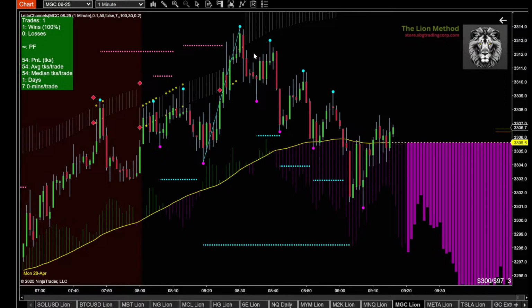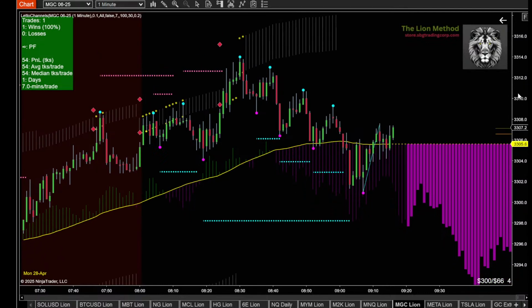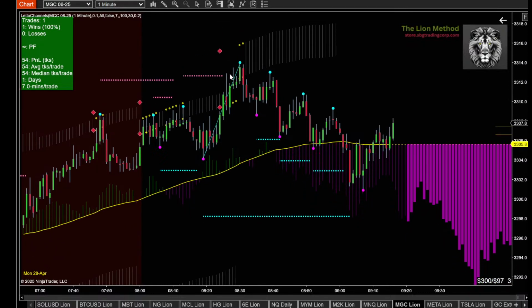This is on the micro gold contract. We went into this area. Leto channels showed an overbought condition. So these little pinstripes up here, these are Leto channels. And once we get into those areas, we start printing yellow dots. And that just warns us that we're overbought. We also can print these red diamonds to show us we've entered overbought areas. So that's important. First step, overbought.